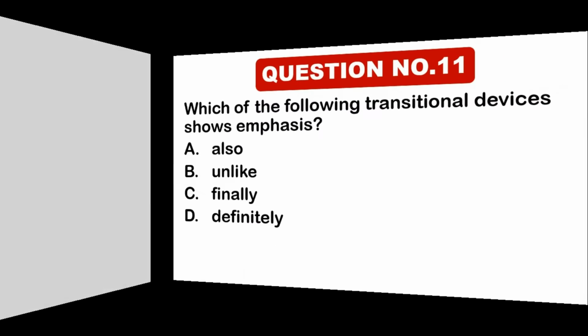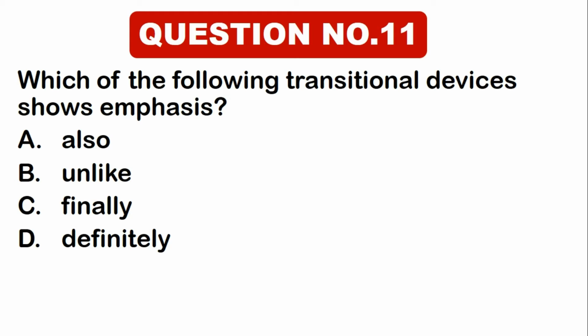Number 11, which of the following transitional devices shows emphasis? A, also. B, unlike. C, finally. D, definitely.